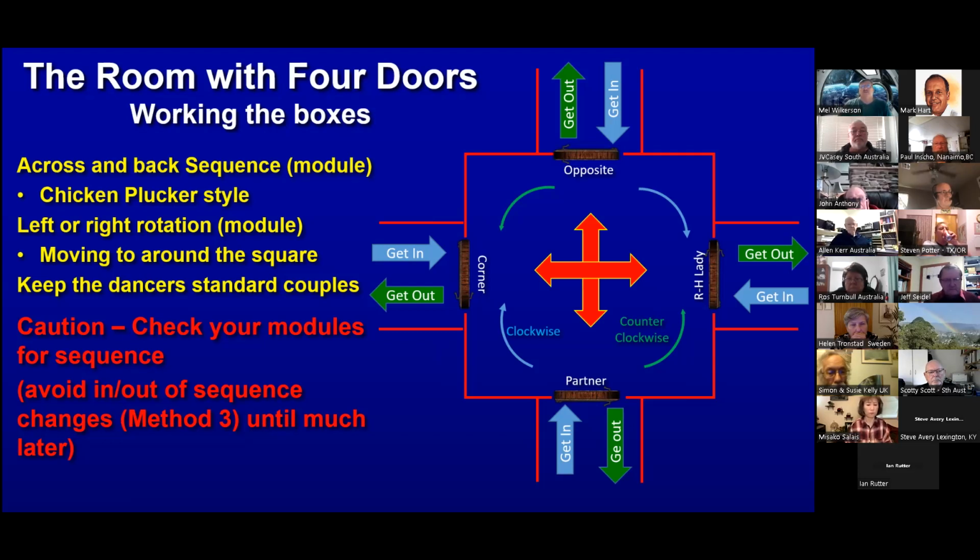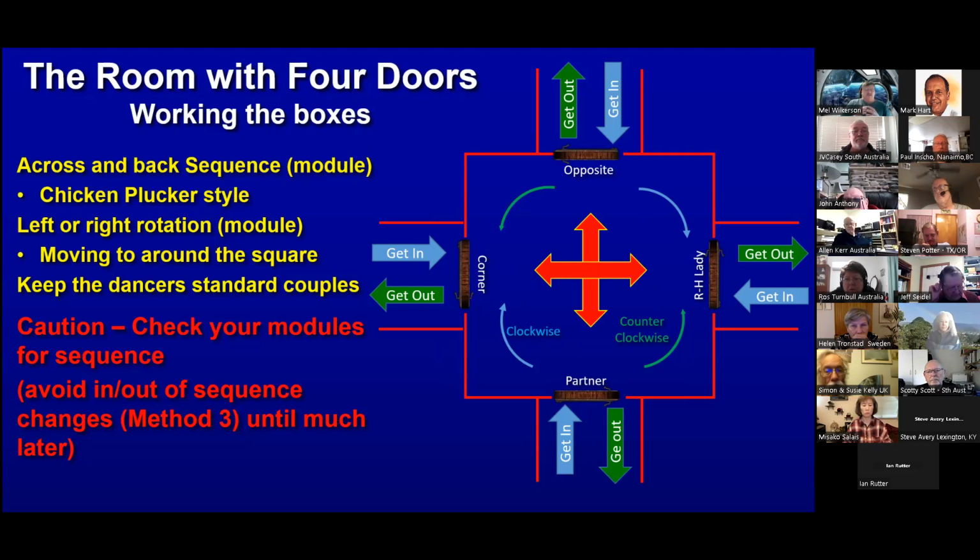So for instance, if we went in from a static square and we got to a corner box, for instance saying head square through, we're in a corner box, we can move back and forth using a chicken plucker technique, or we can move left or right using a module that's going to move left and right.